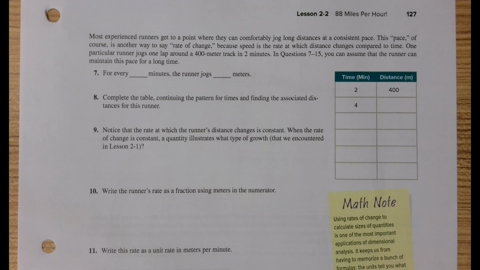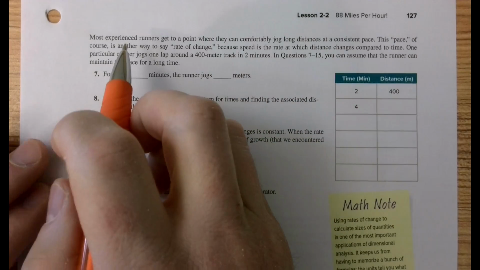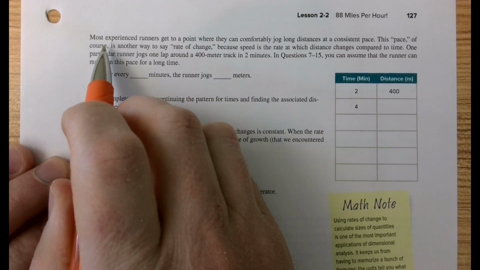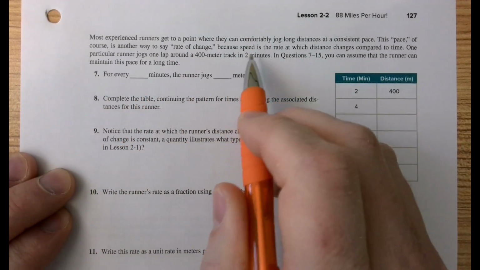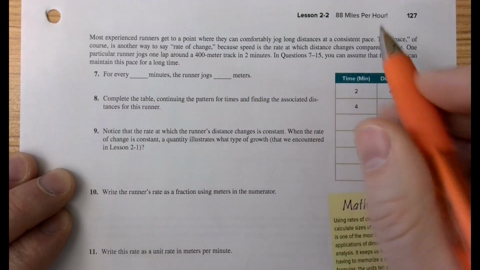For this problem, we got a little bit of foreshadowing of what's to come. We're going to be looking at lots of tables of data in this unit and doing a lot of work with that. So we've got this point here that most experienced runners get a point where they can comfortably jog long distances at a consistent pace.